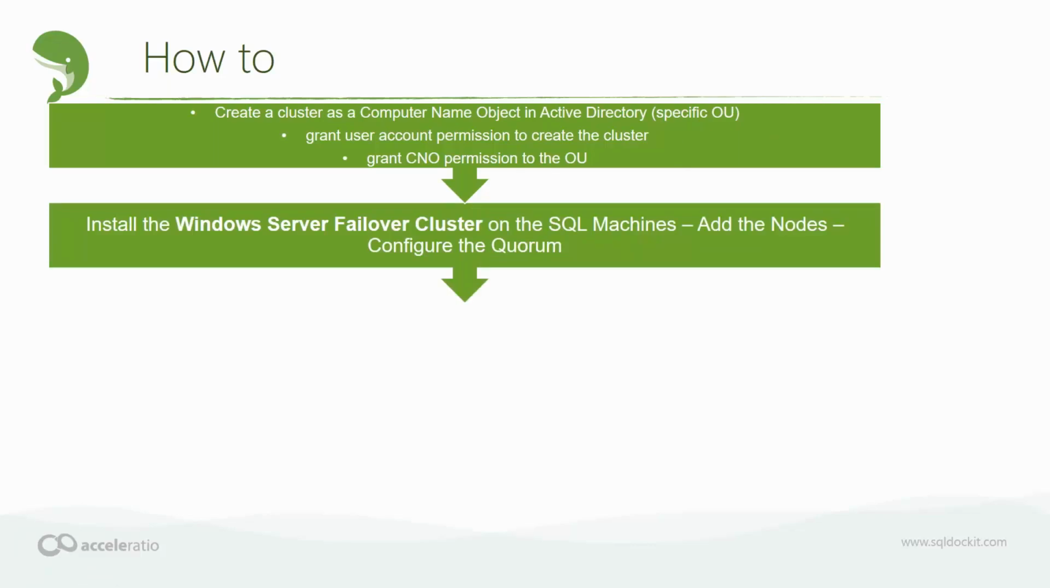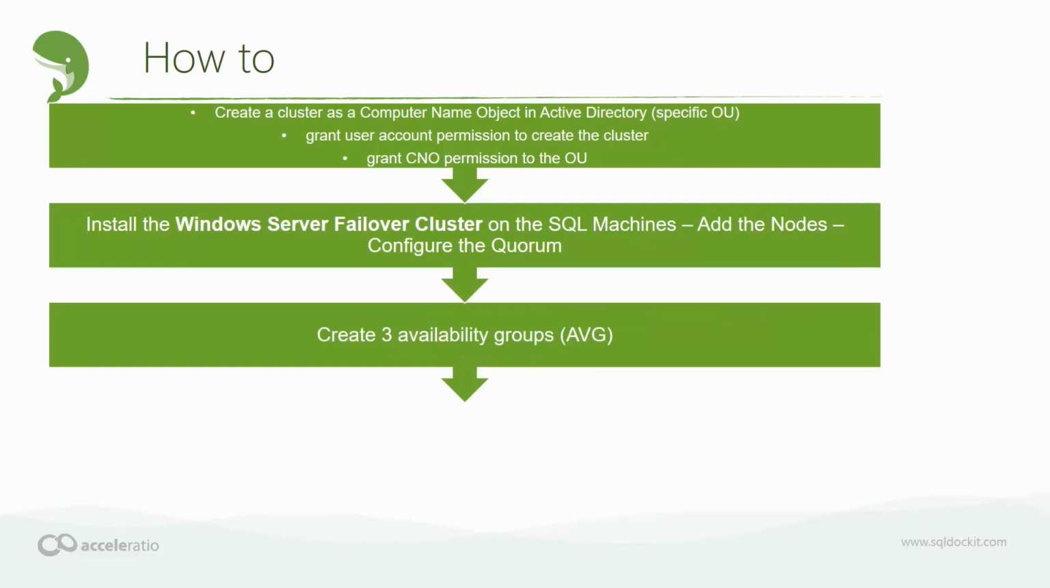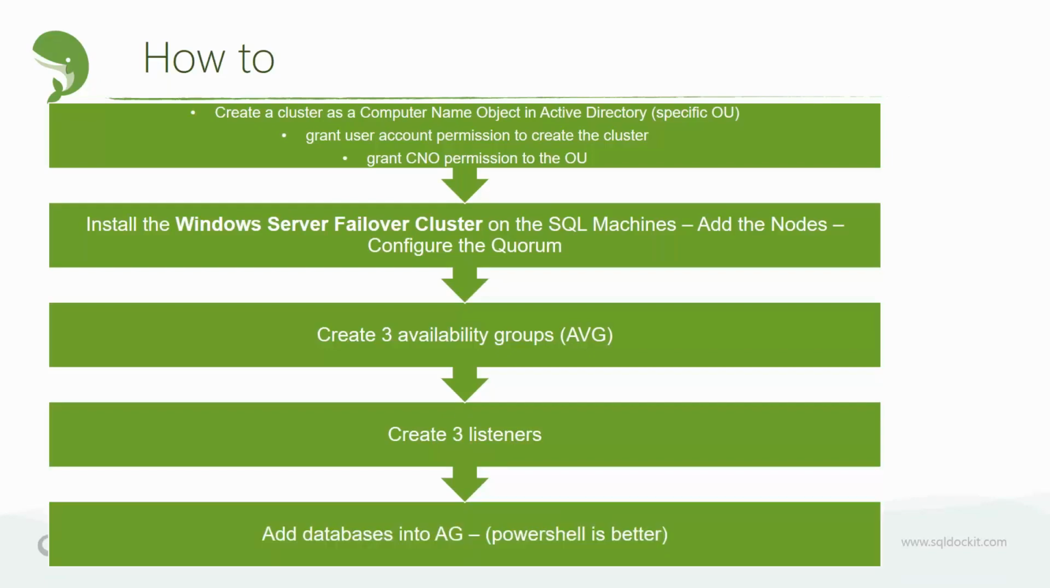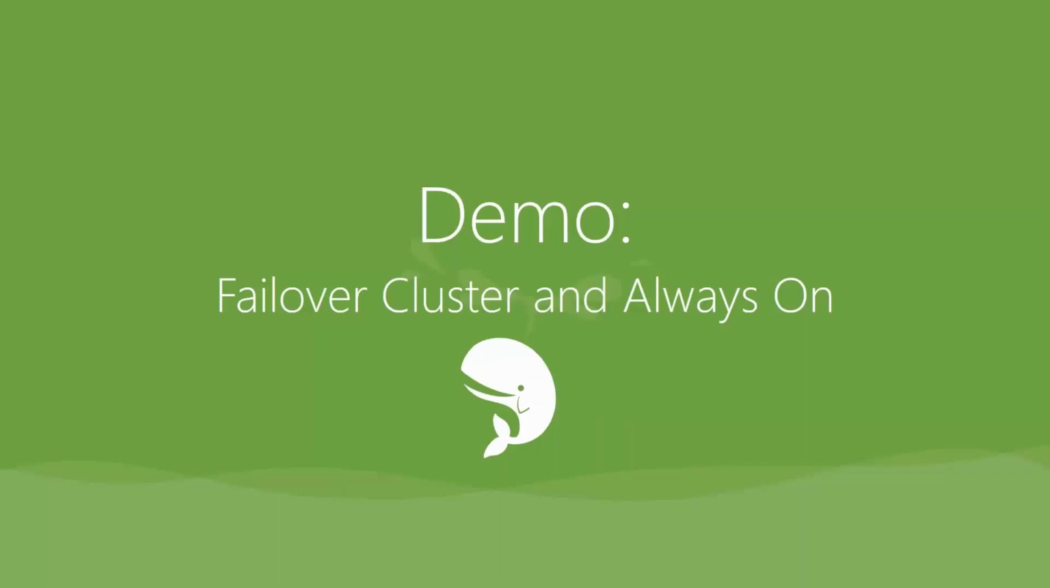Then you can install the cluster service. You have to do that on every SQL Server node. That's the glue between your SQL Servers. You add the nodes in the cluster, you configure the quorum, and Isabel will show you that. And then, when it's ready, you have to create the availability groups in SQL Server. You can do that by using PowerShell or by using SQL Server Management Studio. You create the listener. Don't forget to change the alias. They should point to the listeners. And you can add the databases into the availability groups by using PowerShell or by using the wizard.